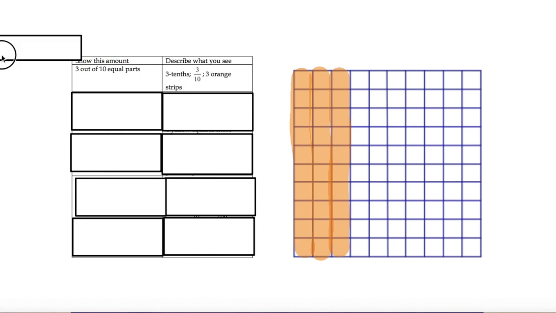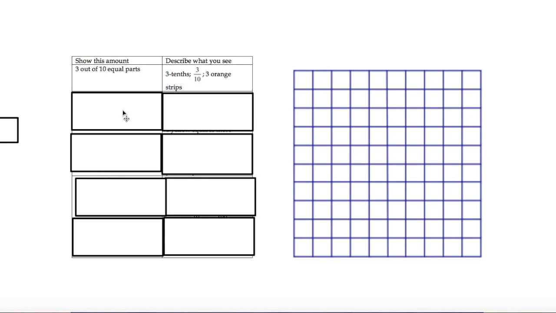Now we're going to shade in different amounts, and I want you to think about what you see. So if we shade in 3 out of 10 equal parts, what do you see? 3 orange strips. You could think of this as 3/10. You could think of it in fraction form, in a fraction symbol like this. All of those would be correct answers.